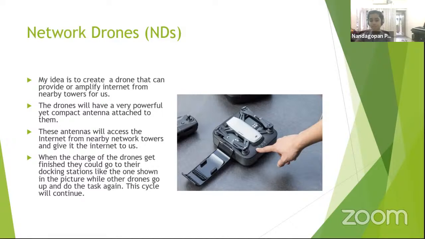When these drones either get their charge finished or their charges are about to get finished, they could go to the docking stations or hubs like the ones seen in the picture and they could charge while other drones take their place. The cycle will continue.